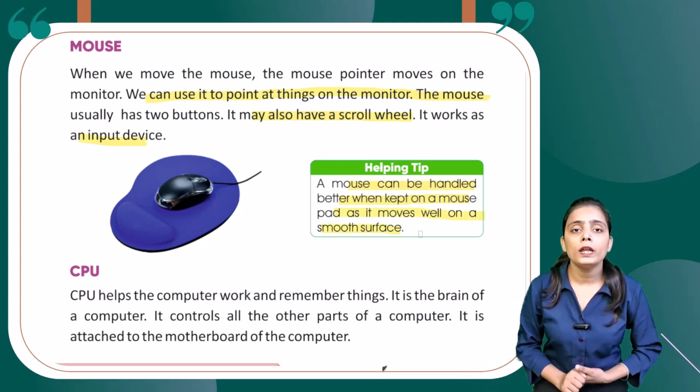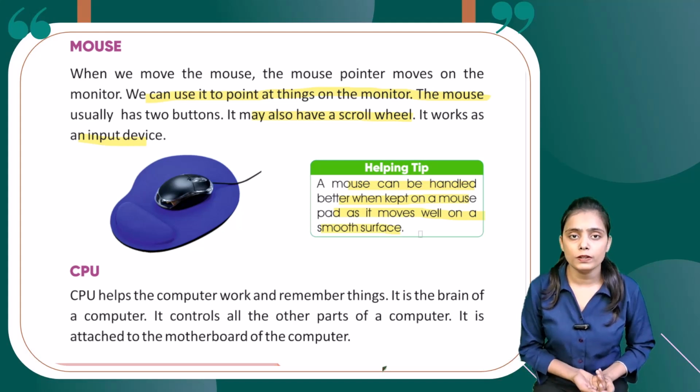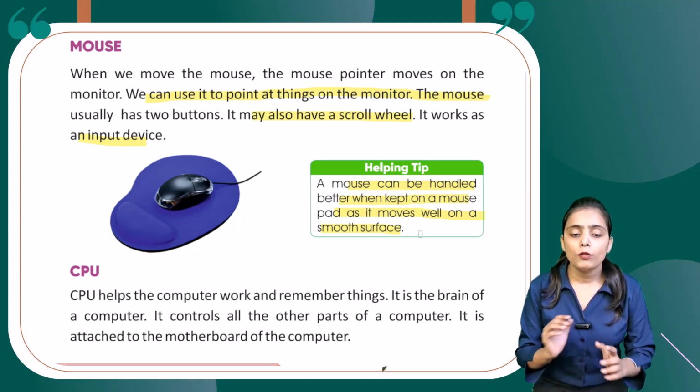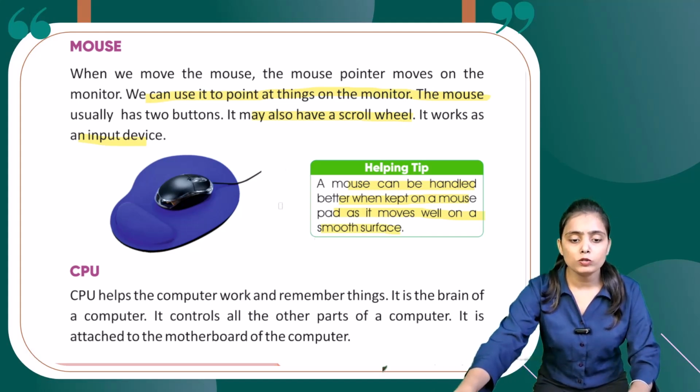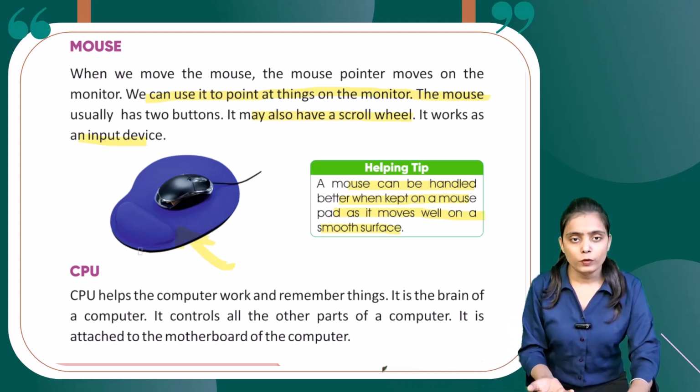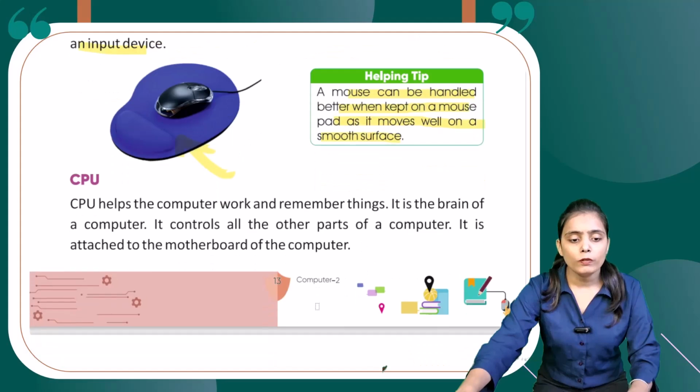So बच्चों mouse को work करने के लिए it needs a smooth surface. And for that smooth surface we got a mouse pad. So mouse pad आया है आपके view में, that is called mouse pad, and it has a very smooth surface so that we can use our mouse very well and get the work done very well.